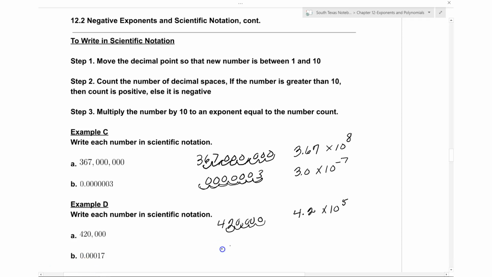So we have 0.000, and then we have 17. We're going to move this decimal to the right. We have 1, 2, 3, 4. So this will be 1.7 times 10 to the negative fourth power. So we move right, the exponent is negative. If we move to the left, the exponent is positive.